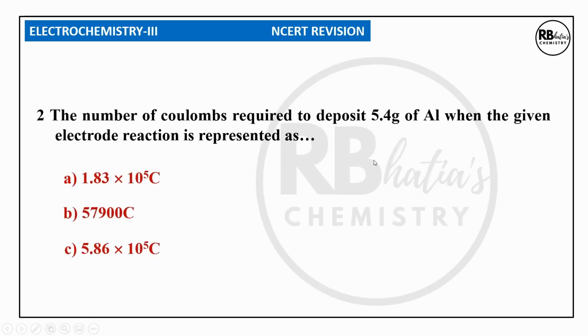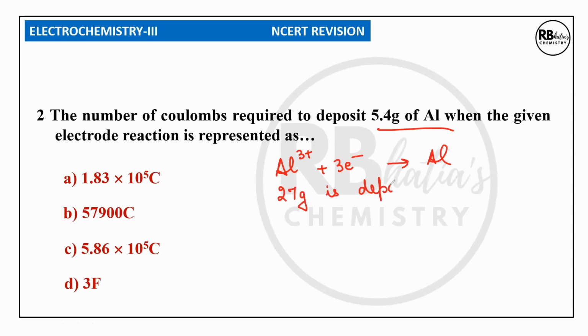Number of coulombs required to deposit 5.4 gram of aluminium when the given electrode reaction is represented. So how can you go about this? You can think of it like this: aluminium ion plus 3 electrons to give Al. 27 gram of aluminium is deposited by 3 Faraday charge. This is 1 mole of aluminium, which means 27 gram of aluminium is going to be deposited by 3 moles of electrons, and 3 moles of electrons means 3 Faraday charge.